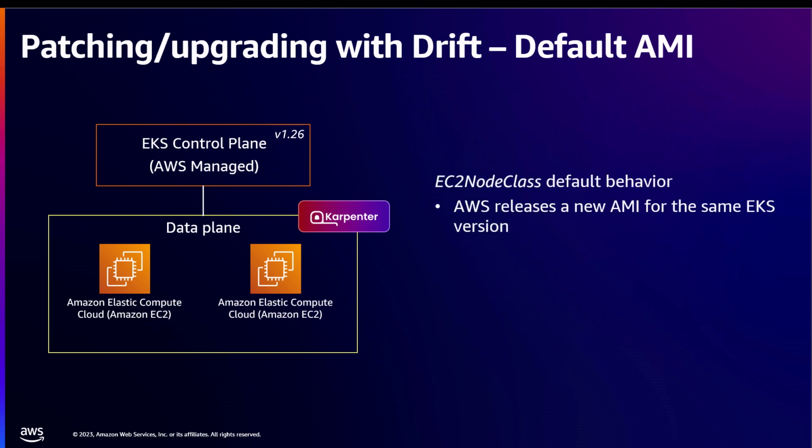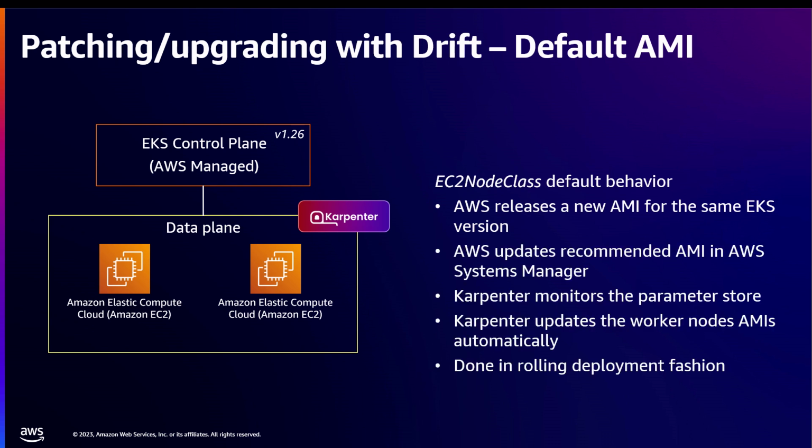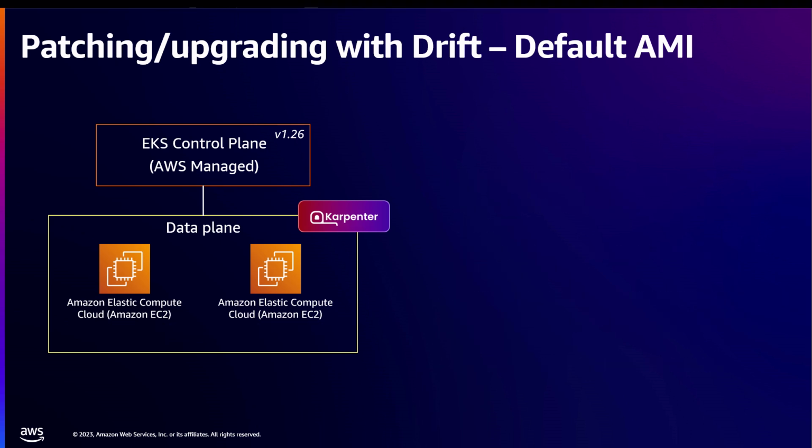Now, let's say AWS releases a new AMI for the same EKS version with new security patches. When we release a new AMI version, AWS goes and updates the parameter store. So there is a new latest AMI which no longer matches your running AMI. So that's a drift. Karpenter will get that latest AMI and update the worker node AMI in a rolling deployment fashion. So it will create new EC2s with the new updated AMIs, cordon and drain the older nodes, and migrate them here.